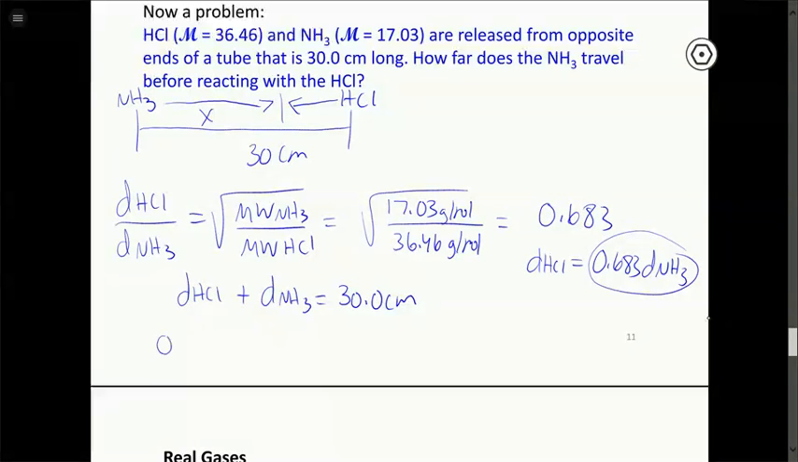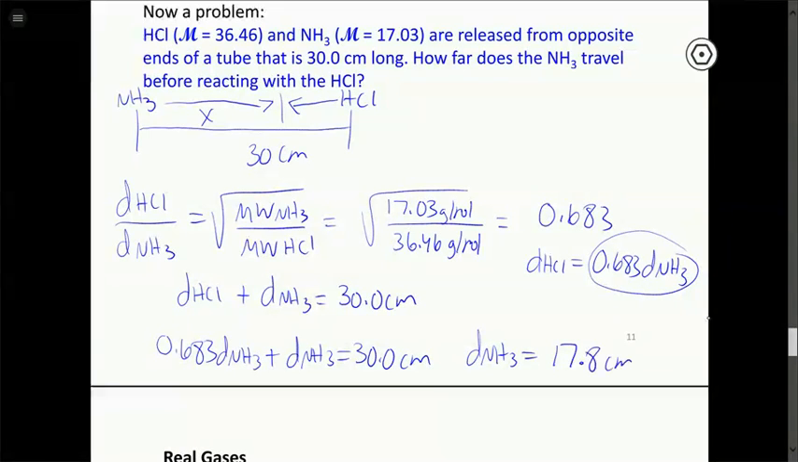So we get 0.683 times the distance that ammonia travels plus the distance that ammonia travels equals 30 centimeters. And now it's a simple linear equation with one unknown, and the distance that ammonia travels is equal to 17.8 centimeters.